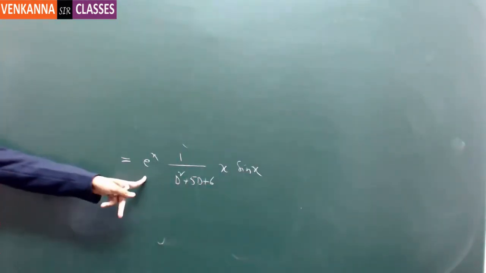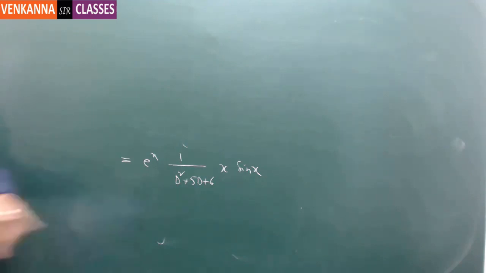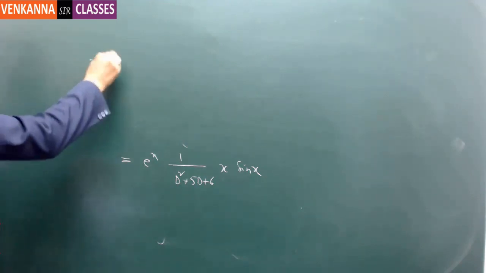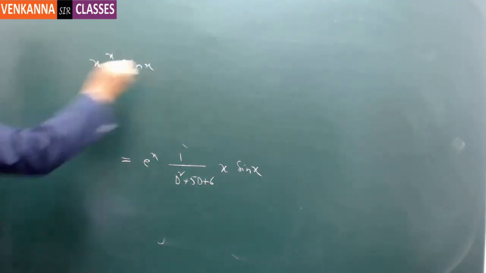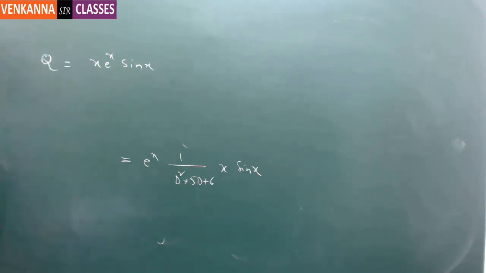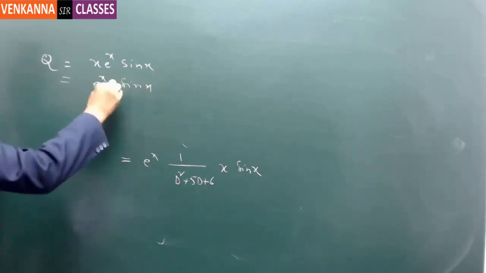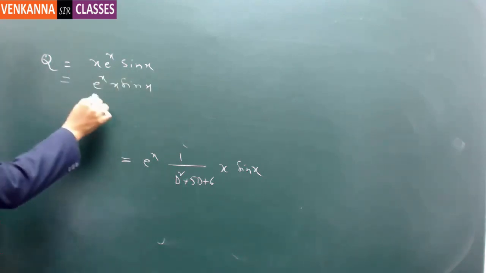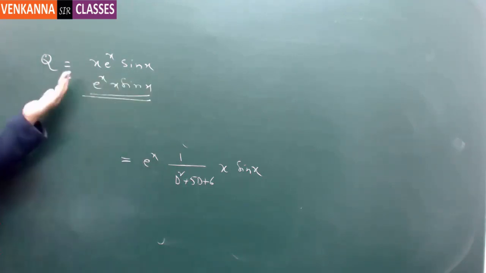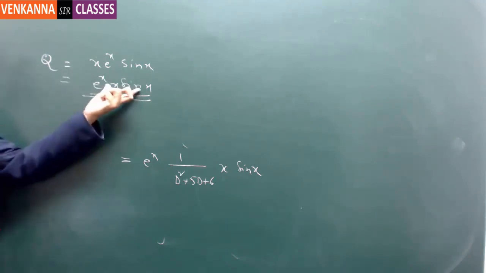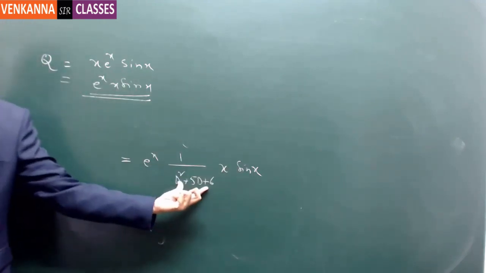So this is my first step earlier. x into e power x into sin x is given as Q. I have written it as e power x into sin x into x. So I applied the formula first. e power x is taken to the front, x sin x remained. This is the simplification part.